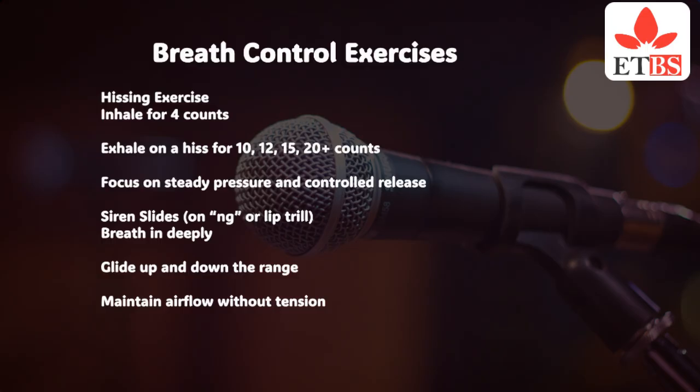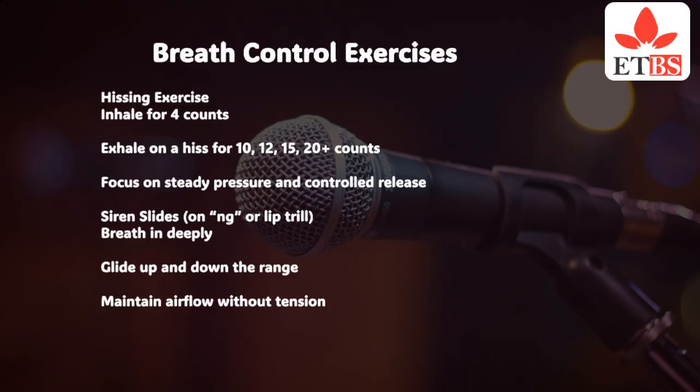Breath control exercises. Hissing exercise. Inhale for 4 counts. Exhale on a hiss for 10, 12, 15, 20 plus counts. Focus on steady pressure and controlled release. Siren slides on NG or lip trill. Breathe in deeply. Glide up and down the range. Maintain airflow without tension.